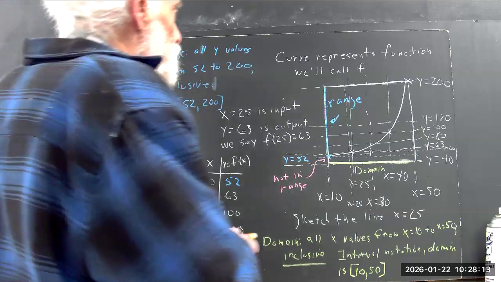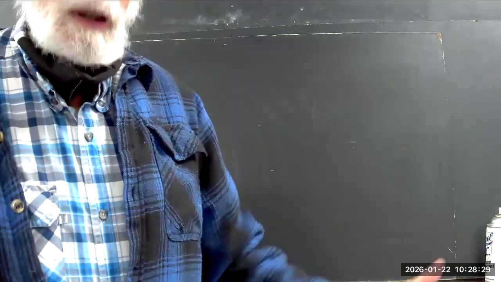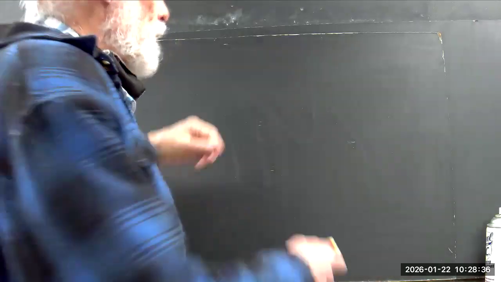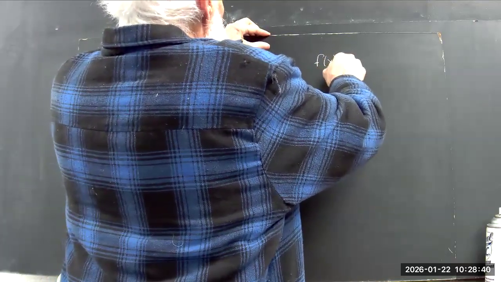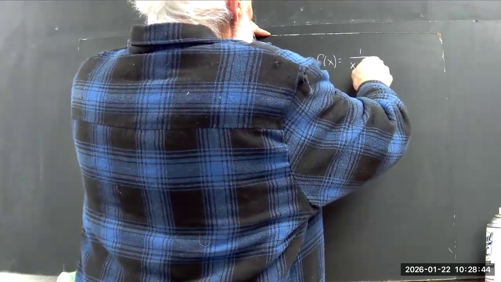Now, sometimes you're given a formula for a function. So there are two primary things that restrict your domain. There are others, but there are two primary things. I'm just going to illustrate those with a couple of examples, okay? So let's suppose your formula for f of x is f of x equals 1 over x minus 12.